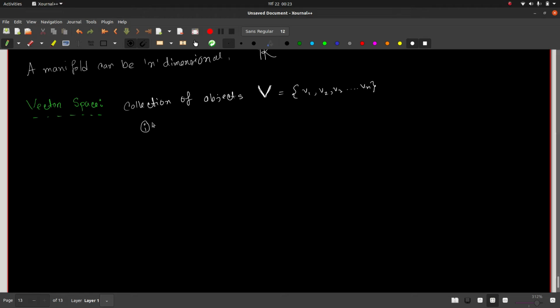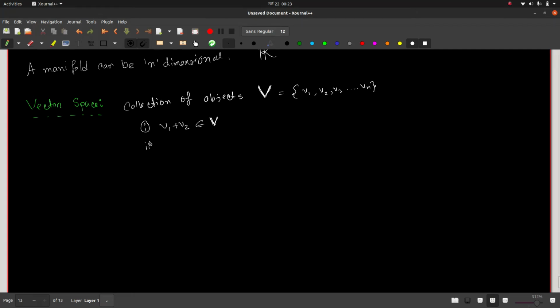If for any real number, if you have something like this, let's say you take V1 and V2, or you can take V2, V3, or you can take V1, Vn, whatever. You take two of them, you add them together, and the resulting object will also belong to V.